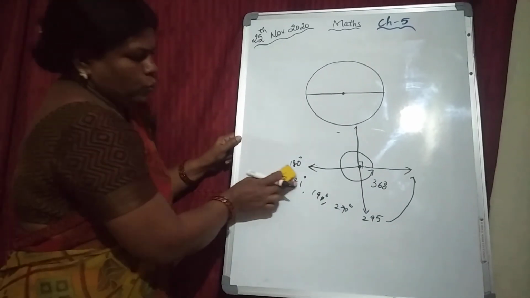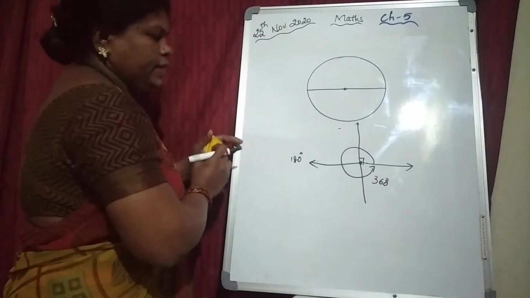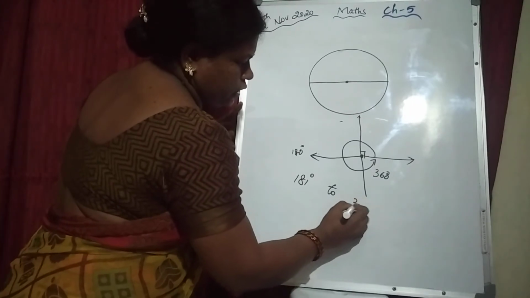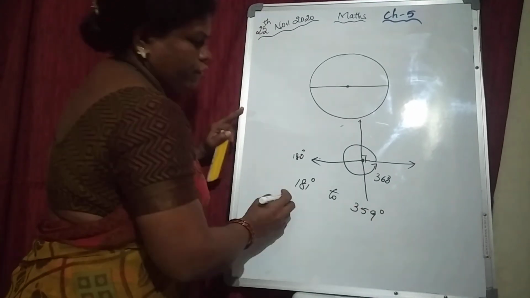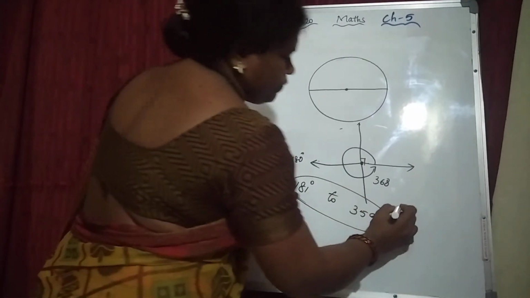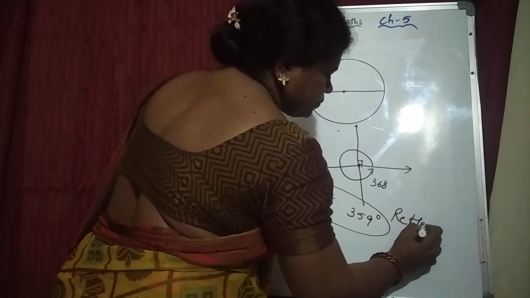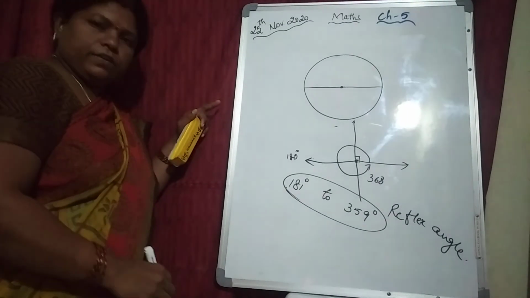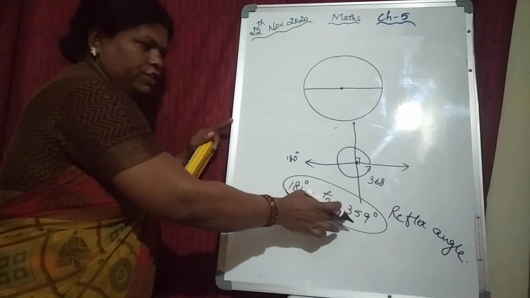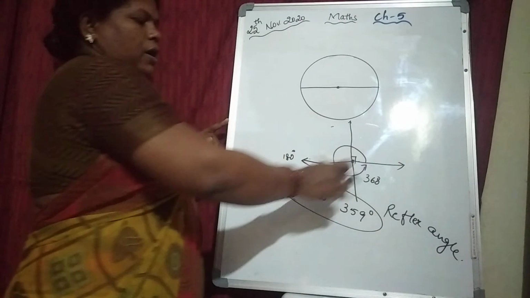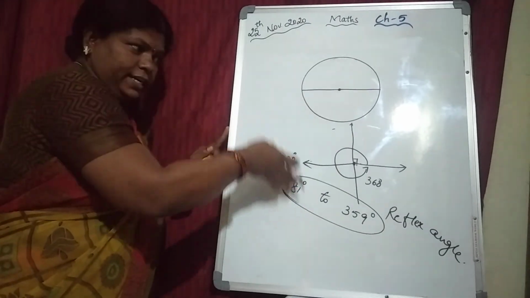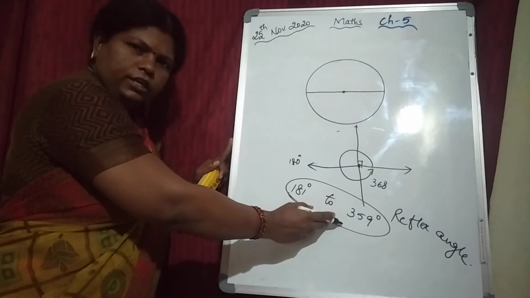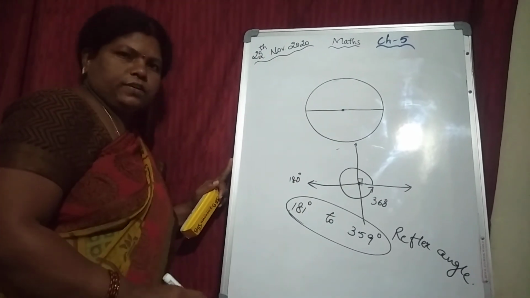Now from 181 to 359 degrees we call a reflex angle. This is called a reflex angle, from 181 degrees to 359 degrees. After 181, after the straight angle, the angle is also formed there. It is 181 degrees to 359 degrees. We call it a reflex angle.